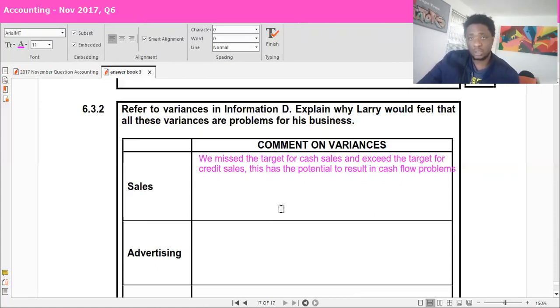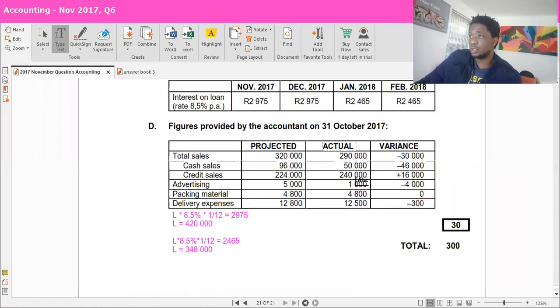you do a cash budget so that you can estimate how much earnings you're going to get over a period of time. So if you're expecting to make cash sales of 96,000 and you end up only making 50,000, you won't be able to pay the expenses that you had planned to make. And also, if you had planned to repurchase, you cannot purchase with an amount that is on credit because you actually don't have the money. So that would be the problem.